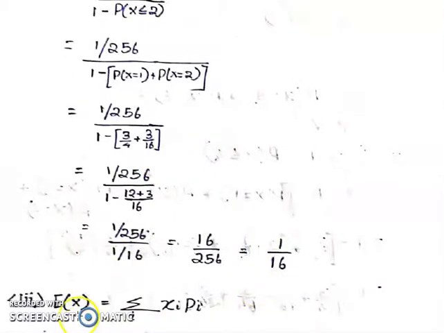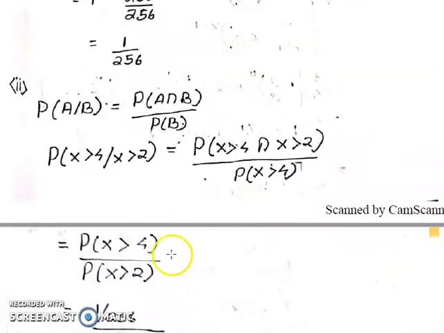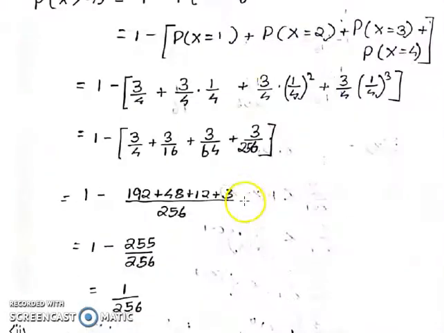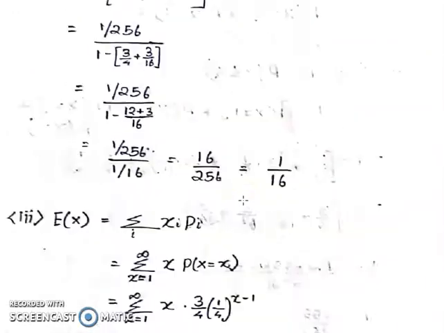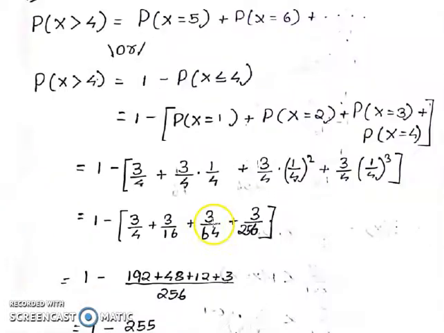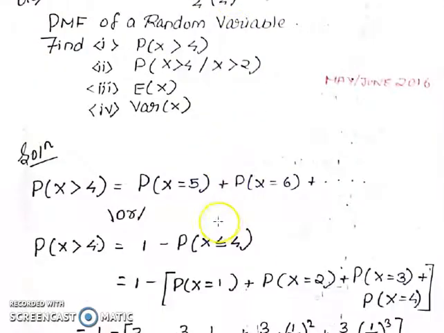Now the third one is E(x). What is the formula for E(x)? It is the sum of xi · pi, with x running from 1 to infinity, since the index here is 1, 2, 3 and so on. So put 1 to infinity, x into P(x). The value here is 3/4 · (1/4)^(x-1).